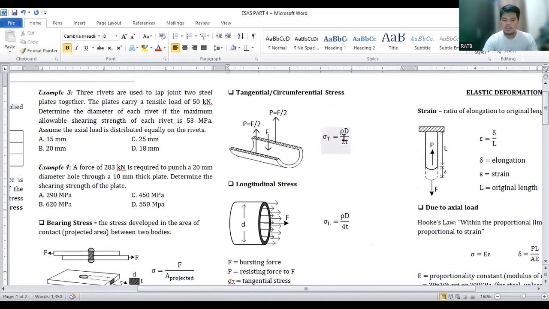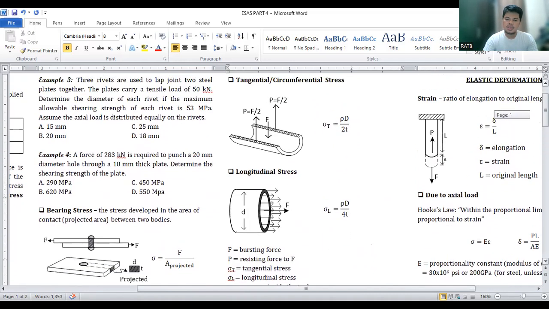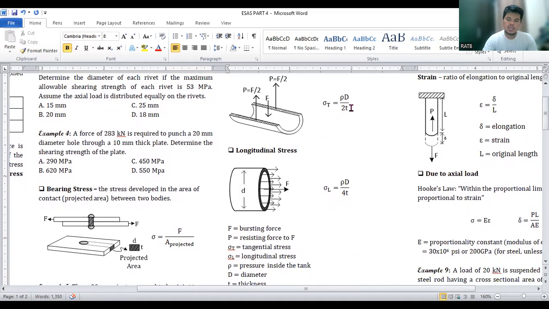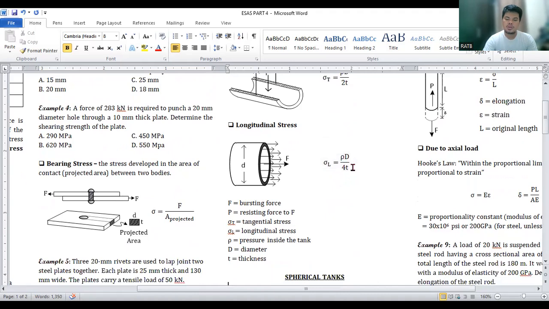So you have there the tangential stress, and we also have the longitudinal stress. Okay, so for tangential stress, that is equivalent to the inside pressure multiplied by the diameter over 2 times the thickness. For longitudinal stress, that's the inside pressure multiplied by the diameter of the tank divided by 4t.